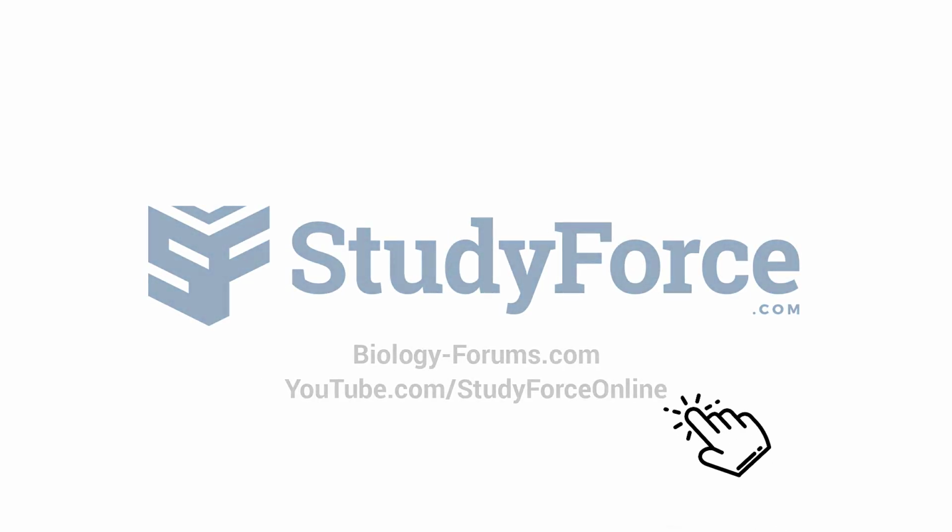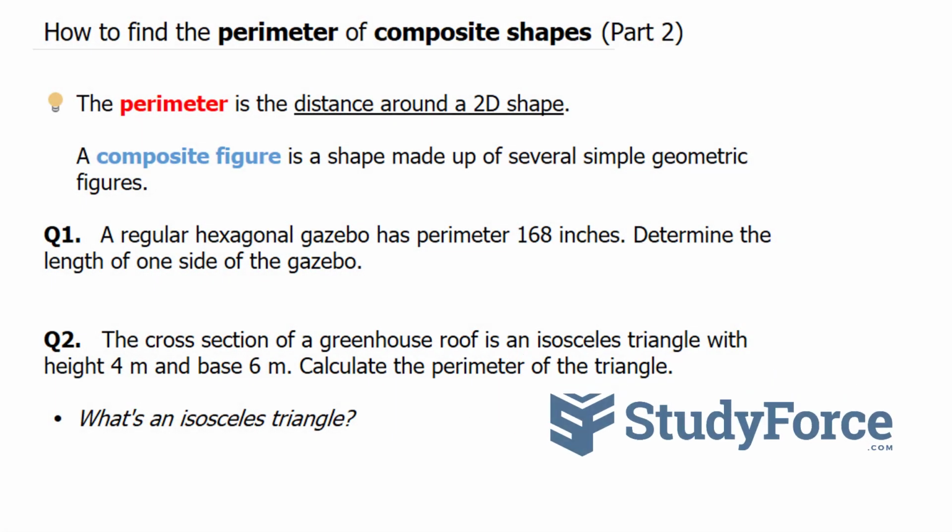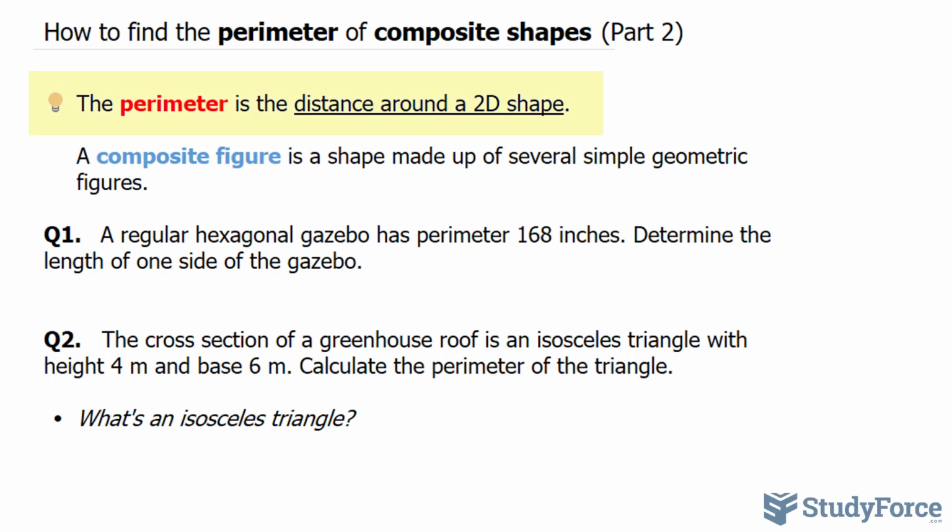Welcome back to part 2 of this series where we find the perimeter of composite shapes. Remember that the perimeter is the distance around a 2D object, and a composite figure is a shape made up of several simple geometric figures.